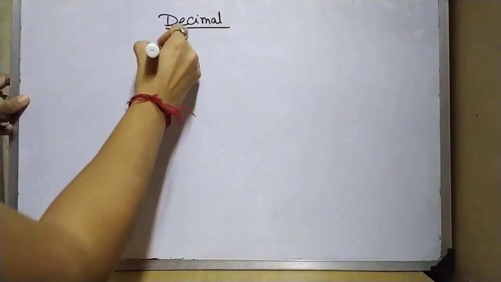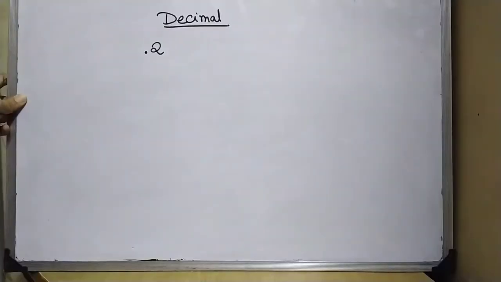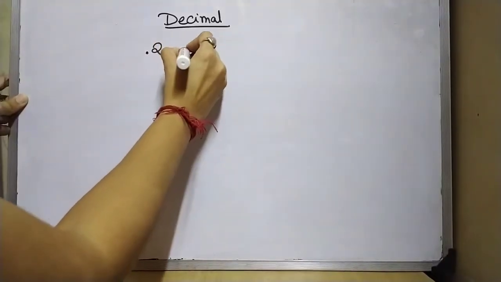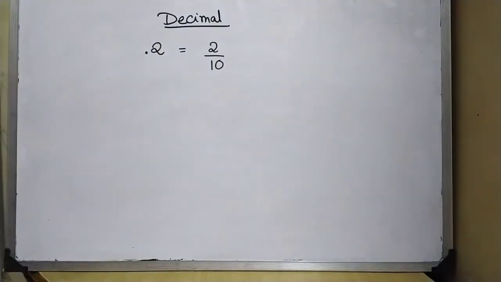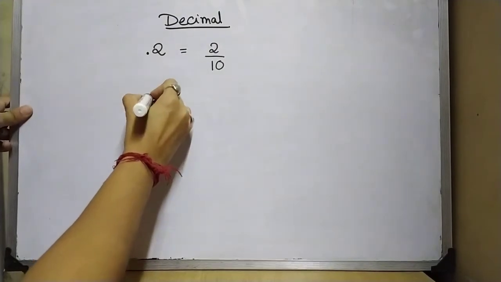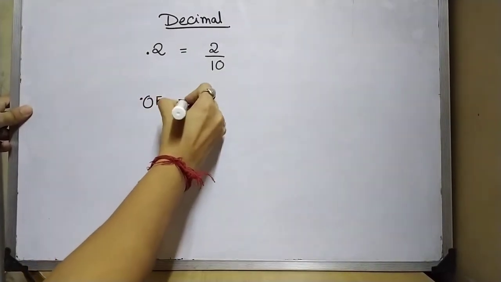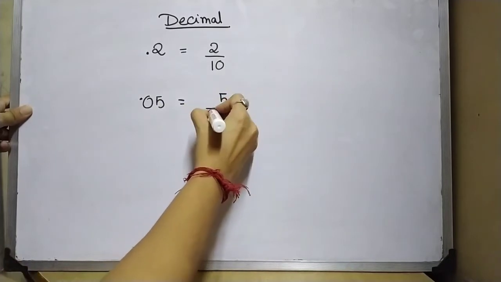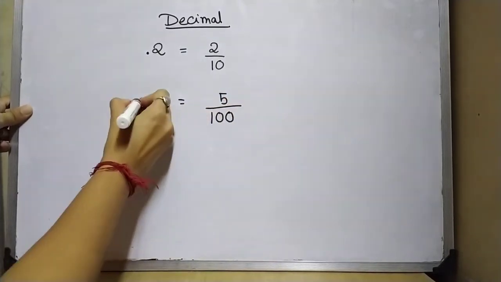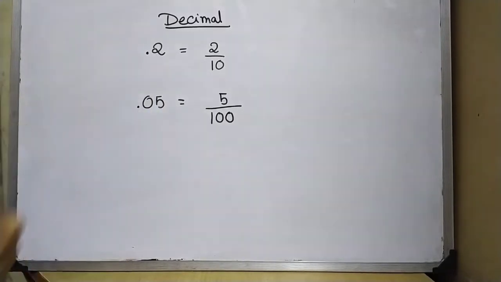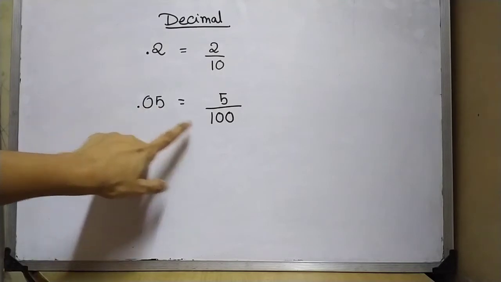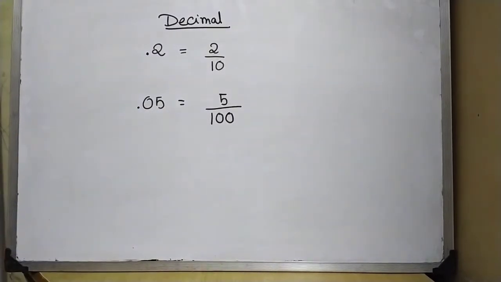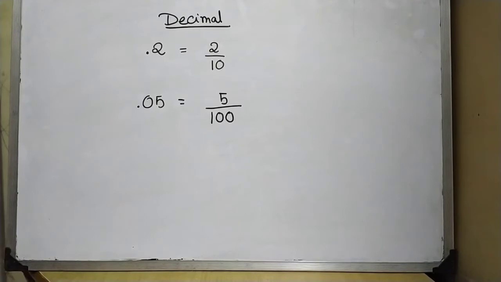If a number is written like this, 0.2, the point indicates the decimal, which we can write as 2 by 10, that is 2 parts of 10 equal parts. If I write 0.05, that means 5 divided by 100. These two zeros indicate that the decimal is 2 places before the number. Here is 5, and 2 places before that we put the decimal, because here we have 5 by 100, that is 5 parts of 100 equal parts.